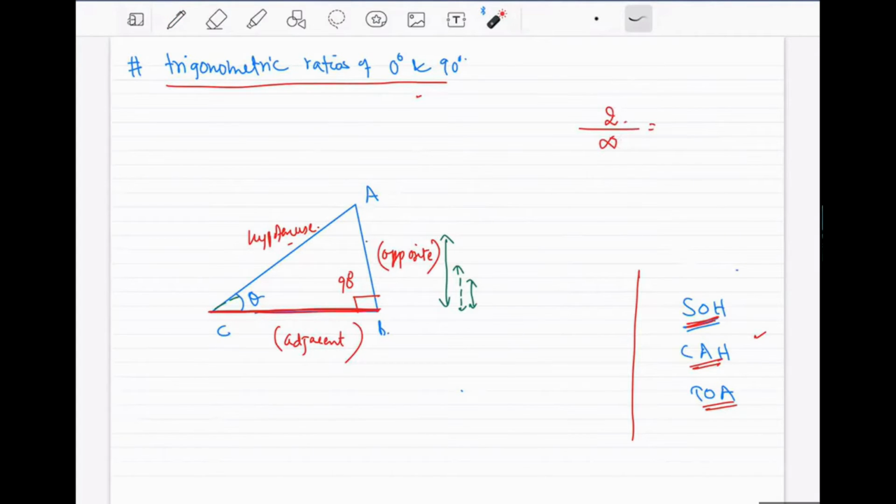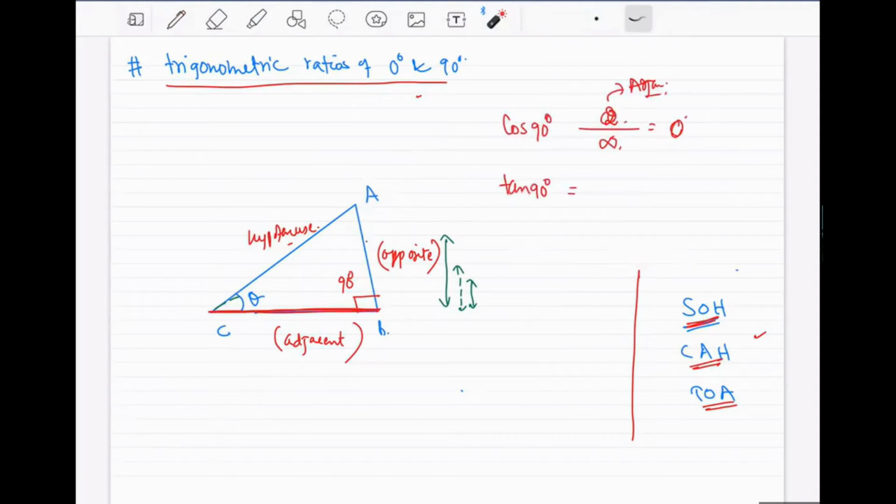So you should know that the value of cos 90 degree, you have to take the adjacent here. Adjacent divided by a very large value, so cos 90 will be how much? 0.